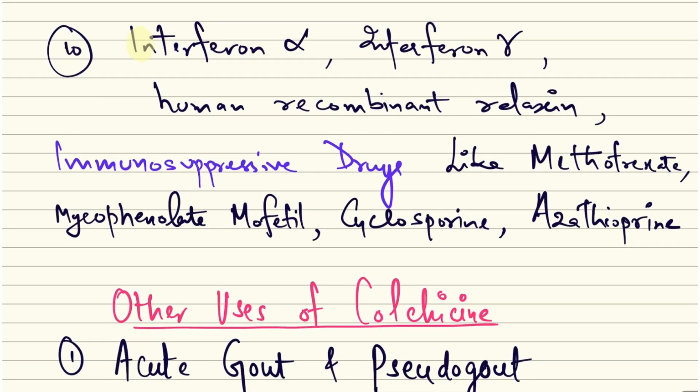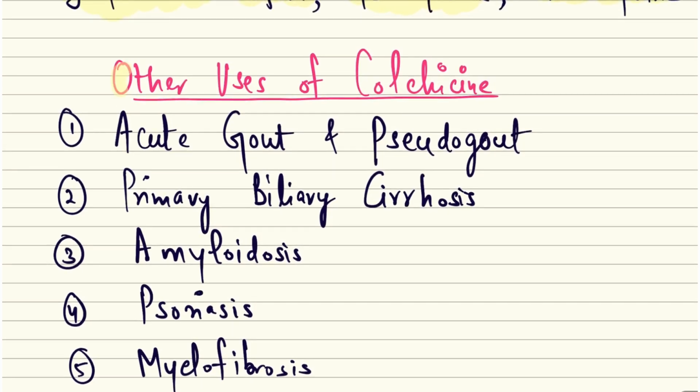And the new drugs available are interferon alpha, interferon gamma, and human recombinant relaxin. Other drugs are also available. These are immunosuppressive drugs like methotrexate, mycophenolate mofetil, cyclosporine, and azathioprine. Besides systemic sclerosis, we should also know about the other uses of colchicine. We use colchicine in acute gout and pseudogout, also in primary biliary cirrhosis, in amyloidosis, in psoriasis also, and myelofibrosis. So this is about scleroderma.